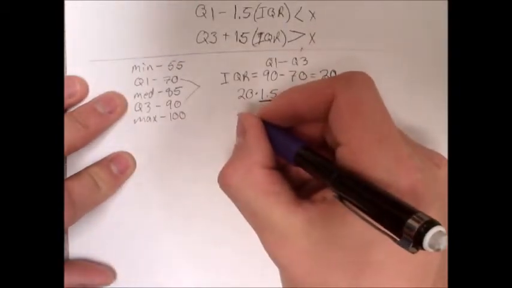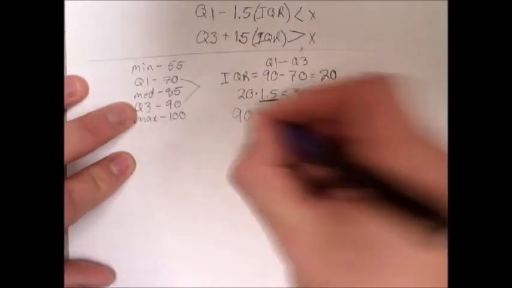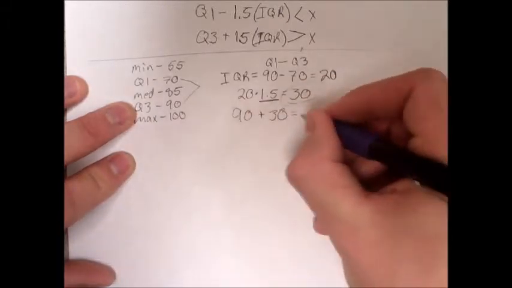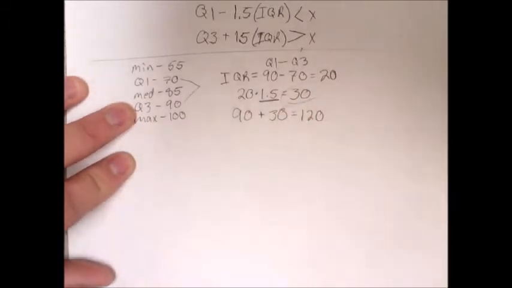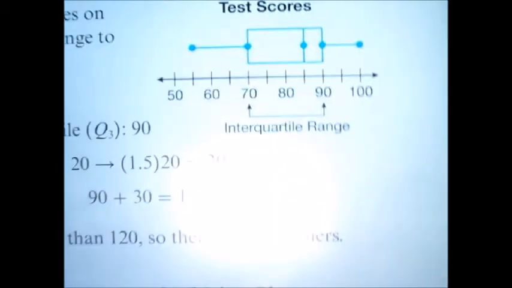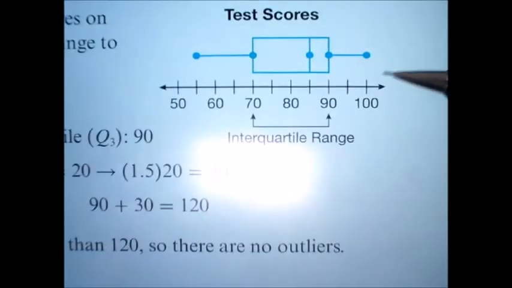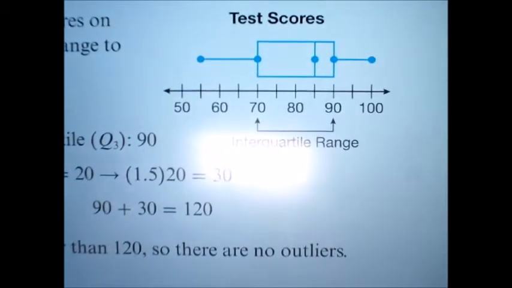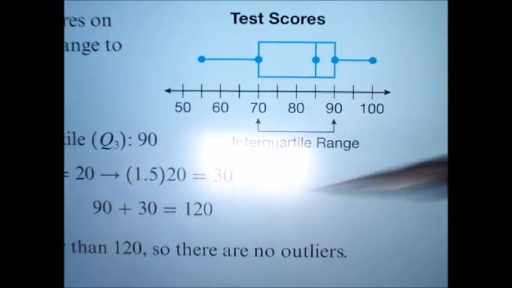Try again. 90. Good. So 90 plus 130 gives me 120. Okay. And now I'm looking back at my chart here. Is there any numbers graphed on this that are bigger than 120? No. So no upper outliers.